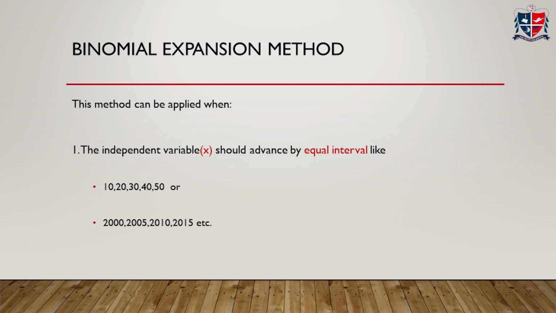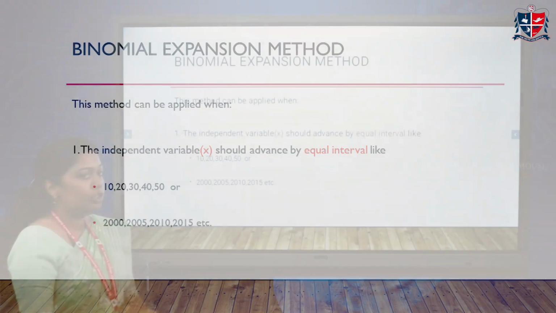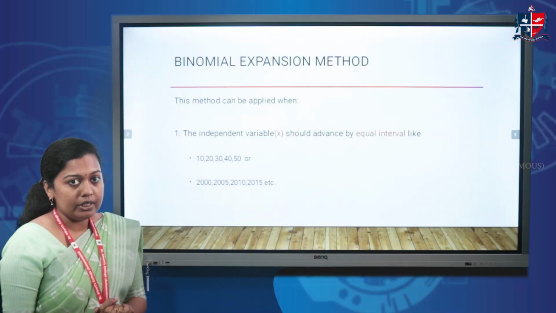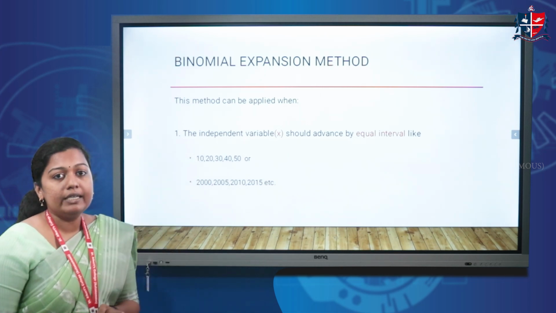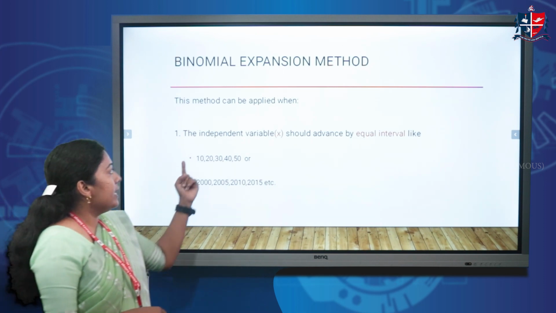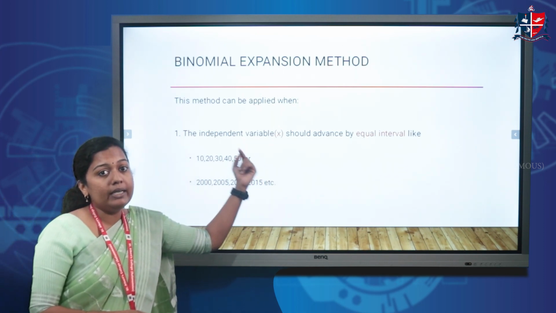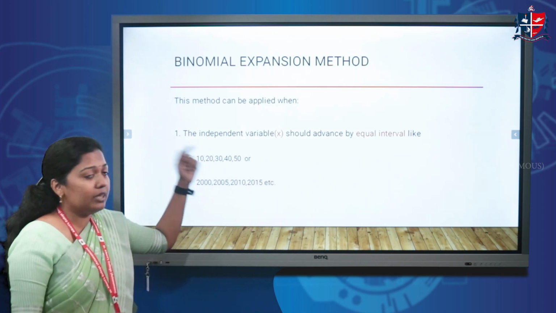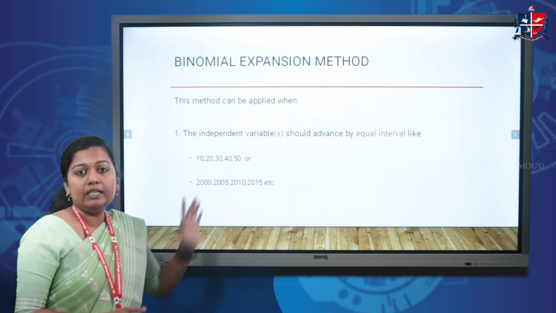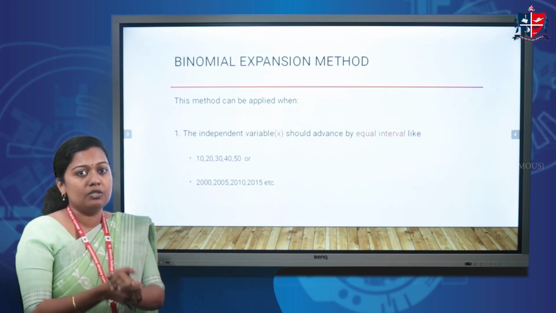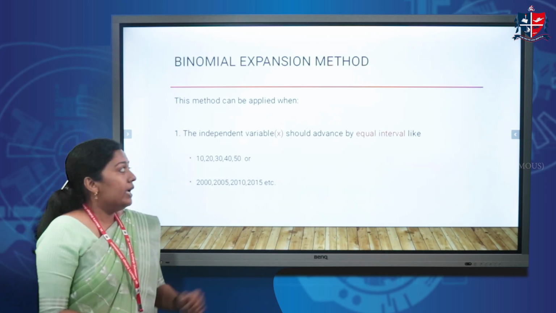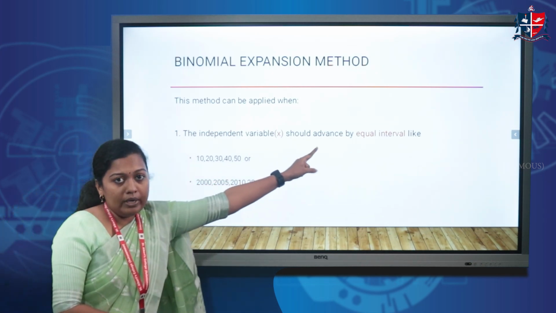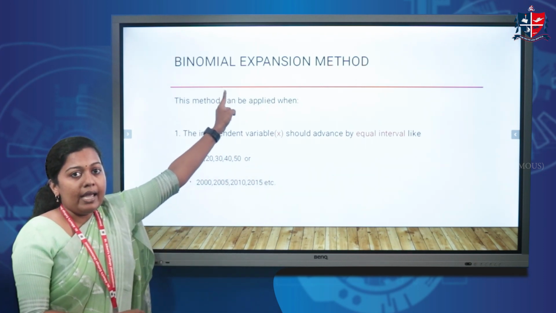Now comes the binomial expansion method. As I already mentioned, it is one of the methods for interpolation, and if we are using this method, two criteria should be satisfied. That is, the x values should be of equal intervals. For example, in the previous example, we have seen that the values for 1951, 61, 71, etc. are given. That is a 10-year gap for x values. In the same way, if the x values are at equal intervals, we can use the binomial expansion method.